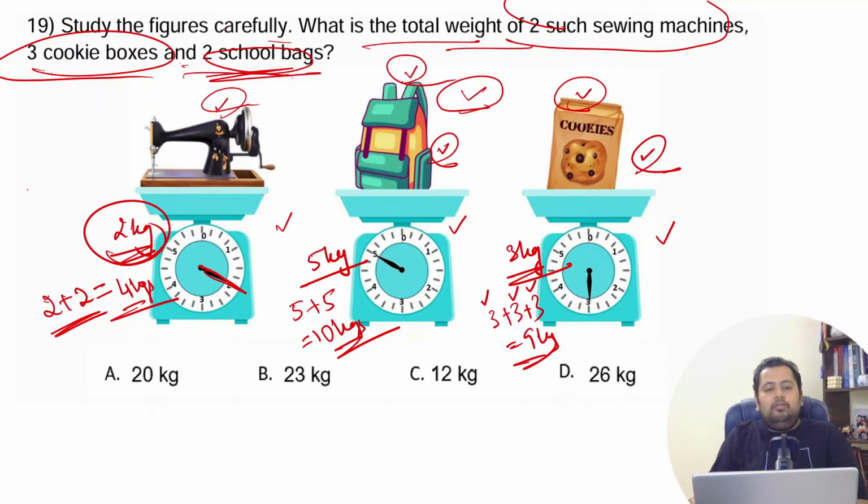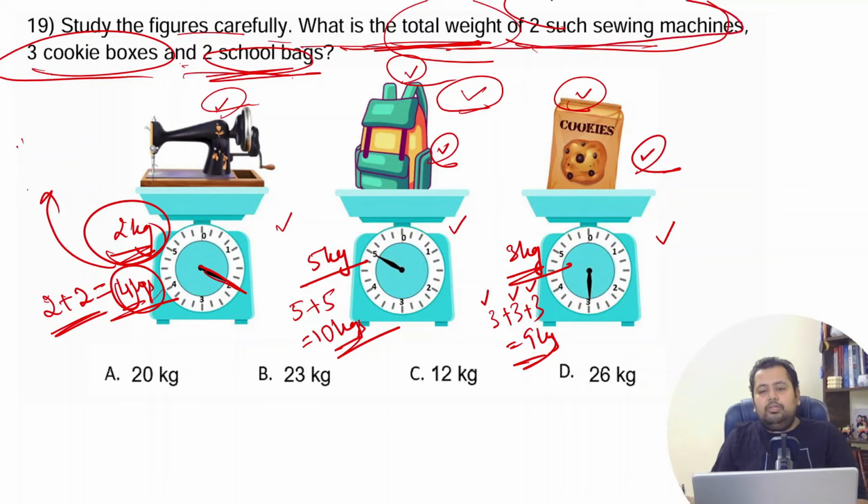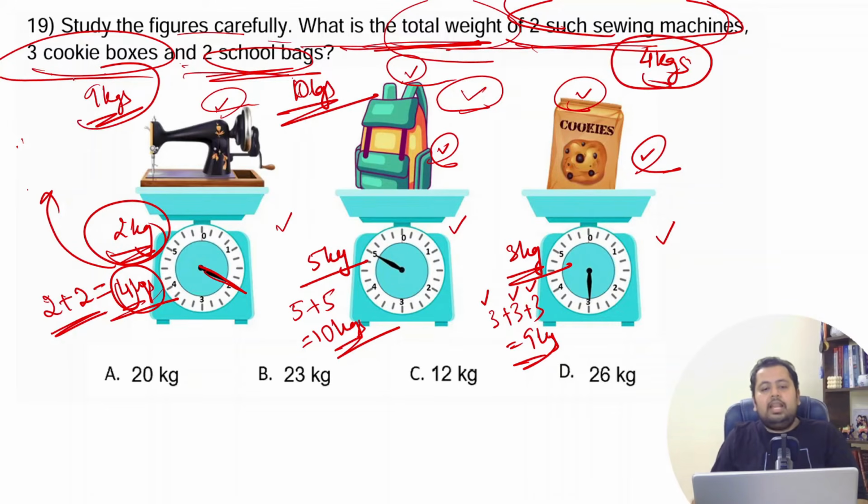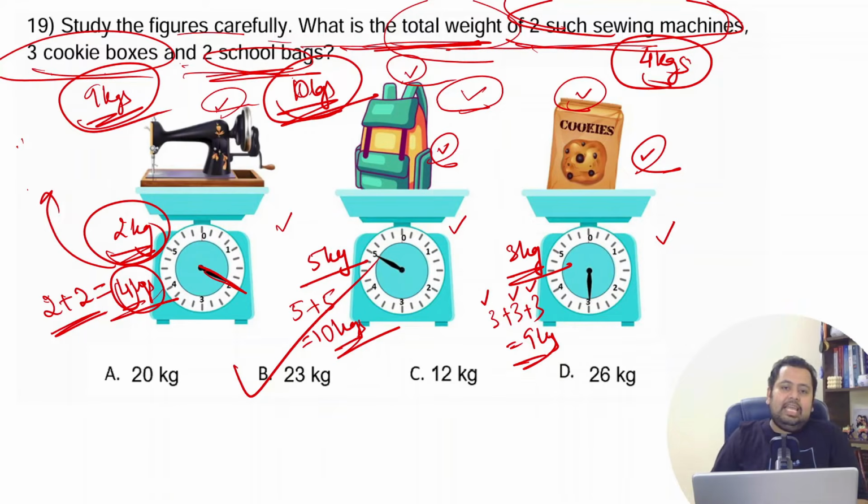Now, what you have to find out is the total weight of all of this. The total weight of two such sewing machines, we know, is 4 kgs. Three cookie boxes is 9 kgs, and two school bags is 10 kgs. What will be the total weight? It will be 4 plus 9 plus 10, which is option number B, 23 kgs.